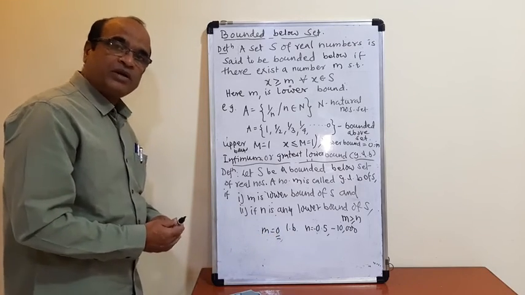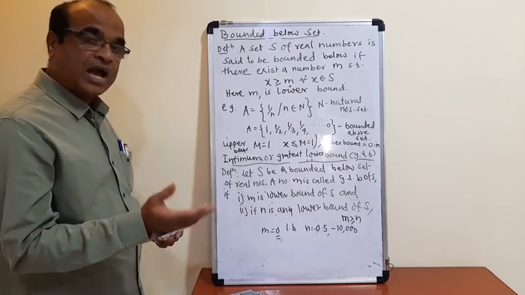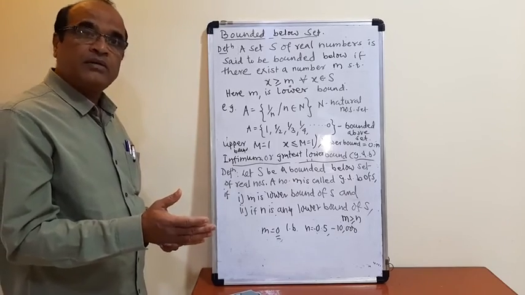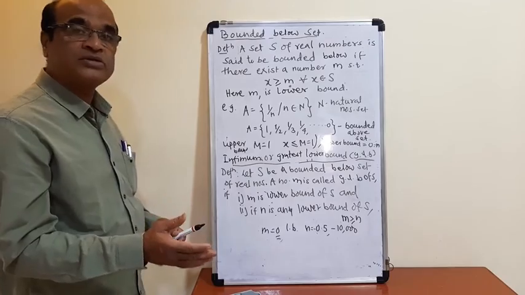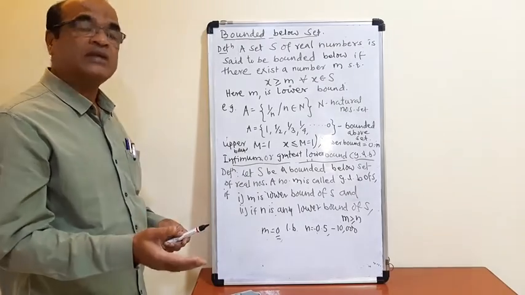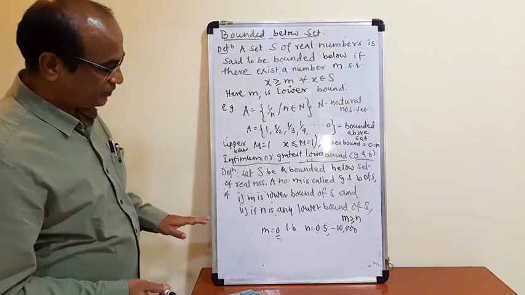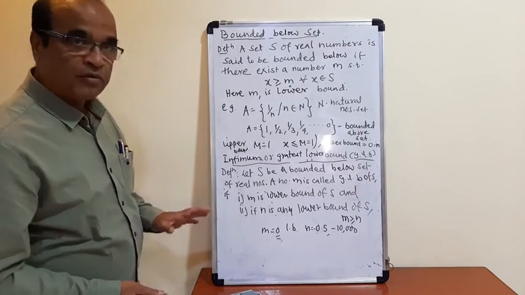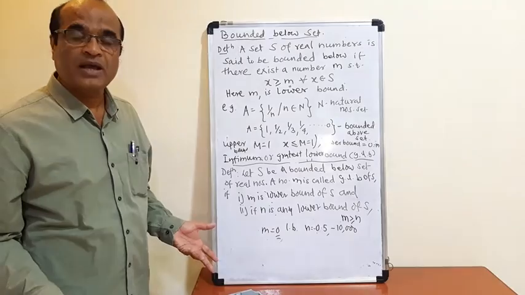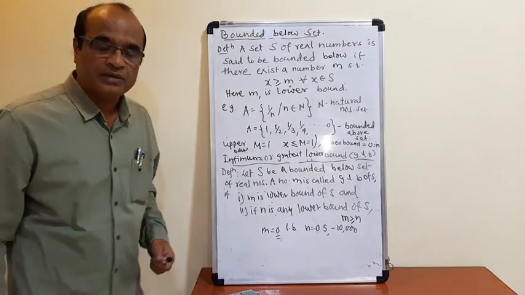So what is a bounded set? If a set is both bounded above and bounded below, then the set is said to be a bounded set. We will learn about bounded sets and some important theorems in the next lecture.